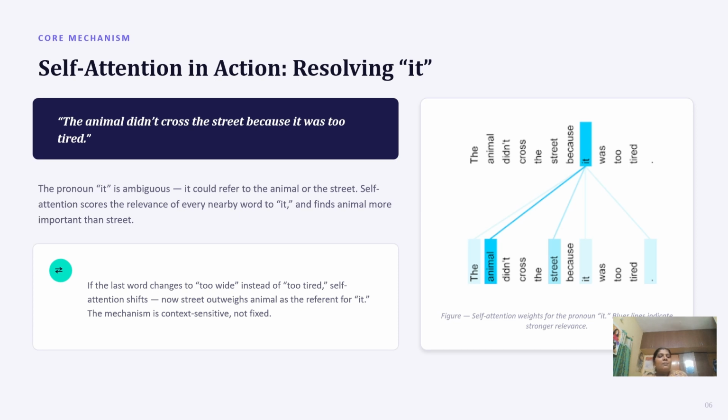So the mechanism is context sensitive, not fixed. The self-attention takes care of providing the scoring based on its context. And that's how the next word is being predicted, or weighed. I hope you understand this particular concept.